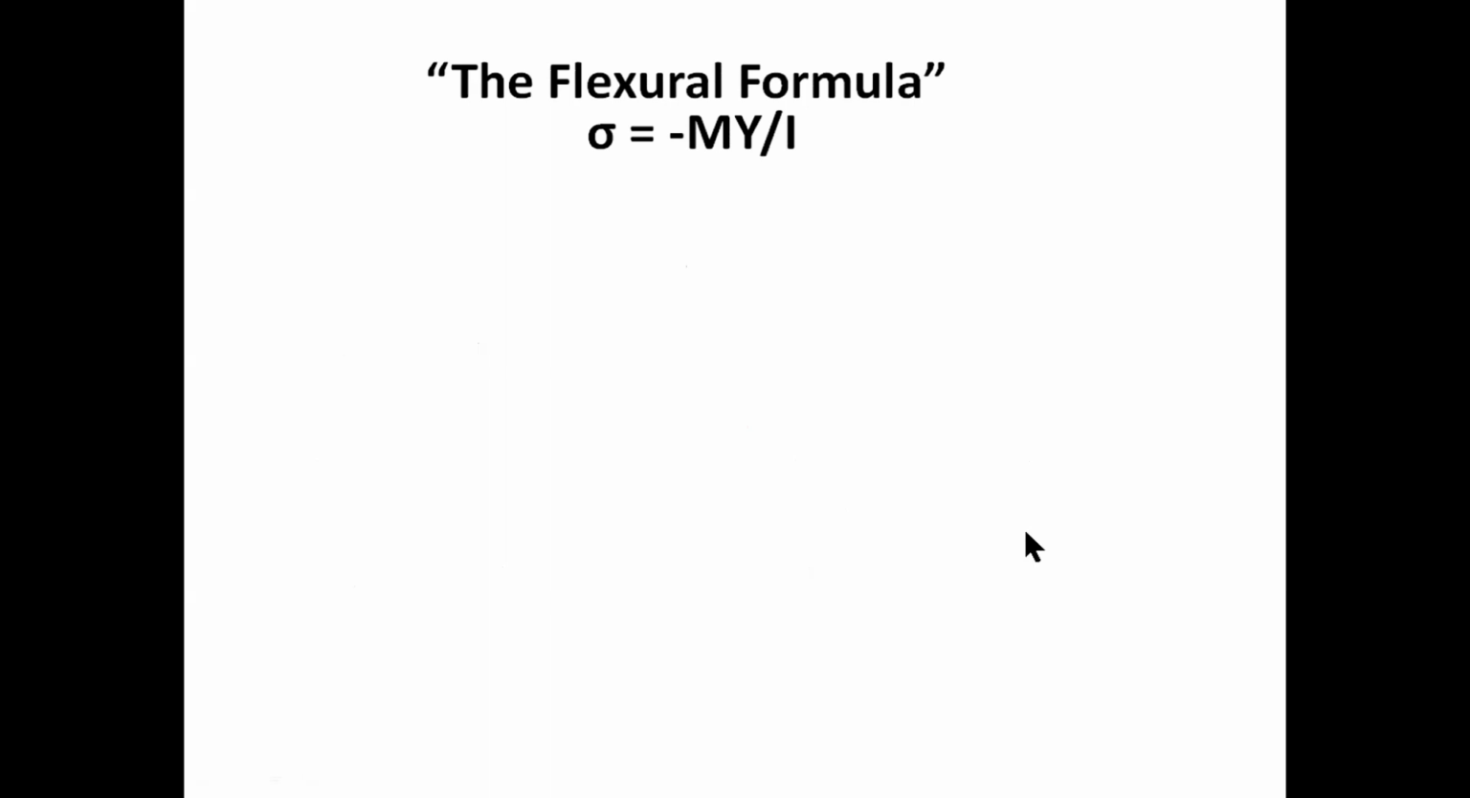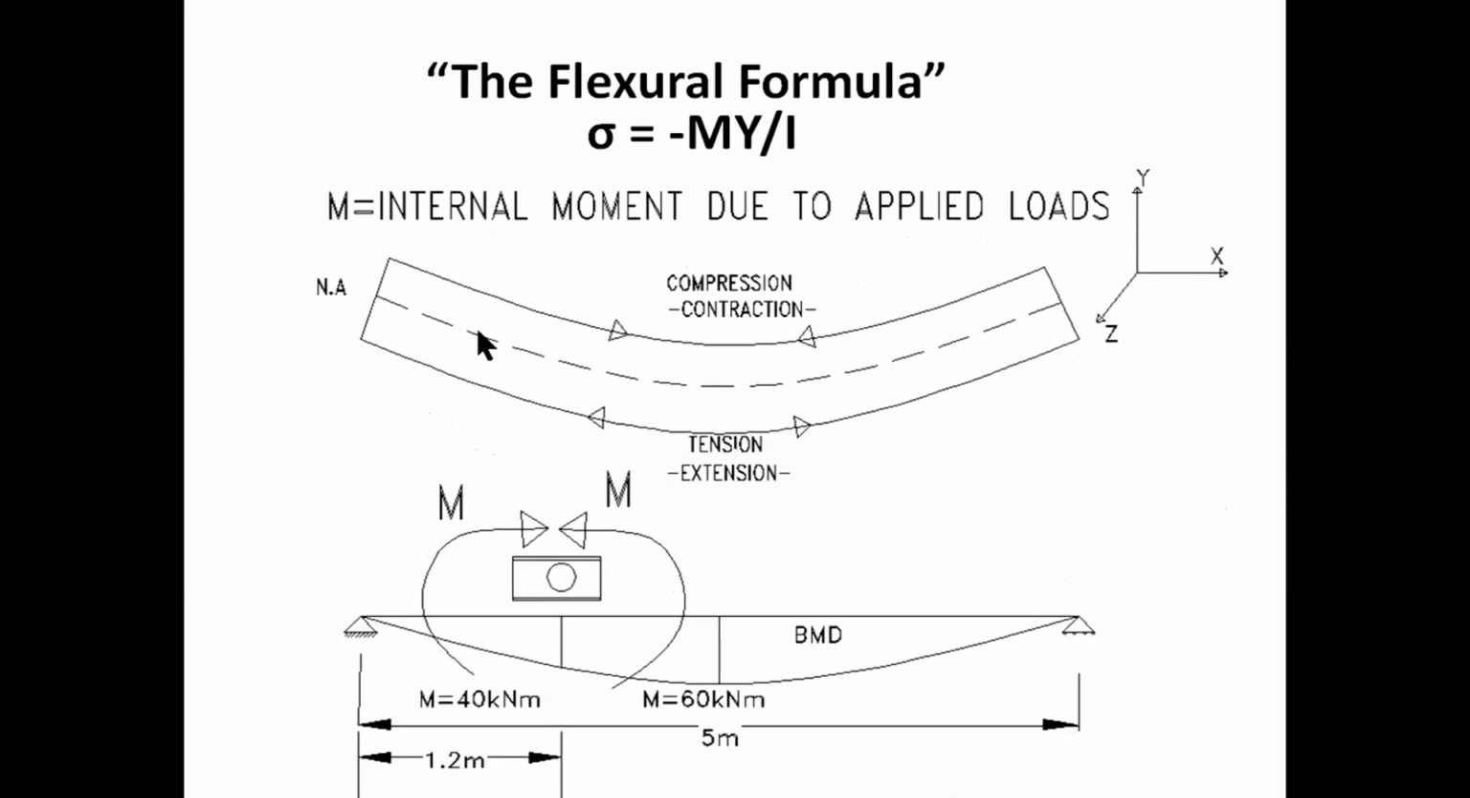M is the internal moment due to the applied loads at the location along the beam where we want to determine the stresses. Say for example, we have a 5-meter long beam and our lovely steel fabricators just went ahead and did a hole in the steel beam at about 1.2 meters from the left, and we get this problem all the time. So to determine the normal stress distribution at the location of the hole, the internal moment M, in this case would be 40 kilonewton meters and not the maximum moment of 60 kilonewton meters. You can use 60 kilonewton meters, however this would be absolutely conservative.